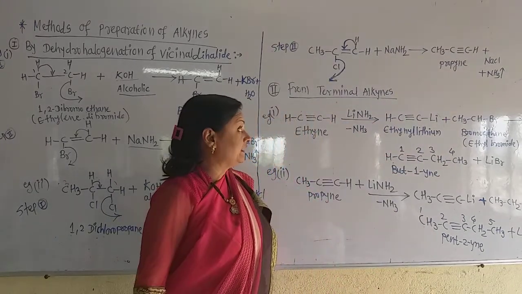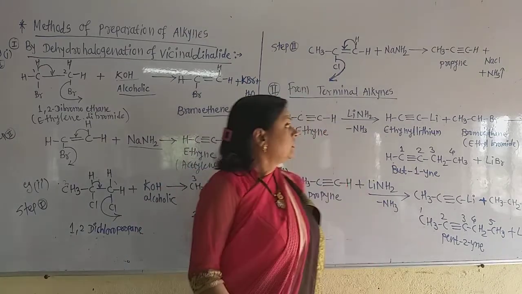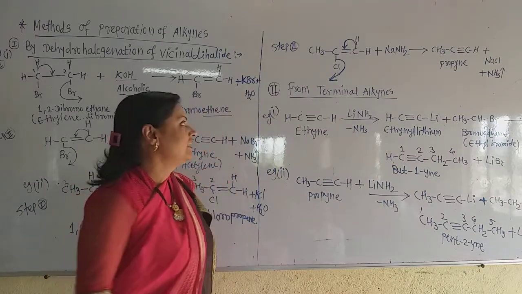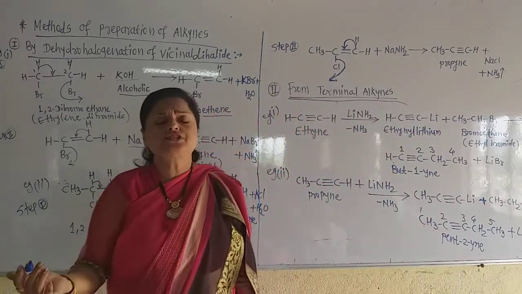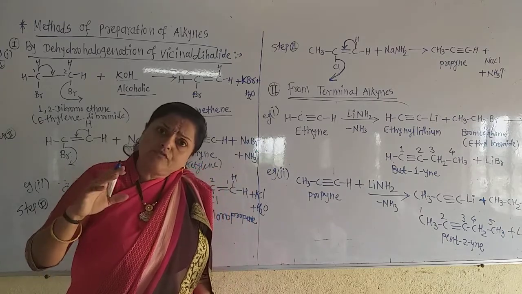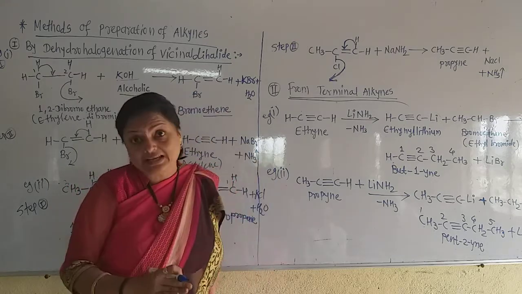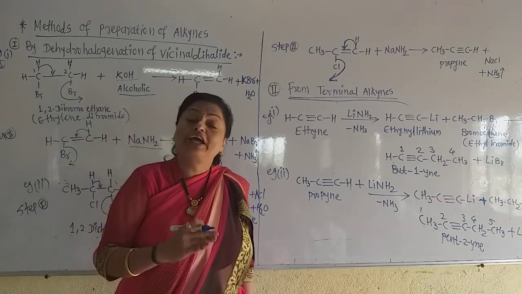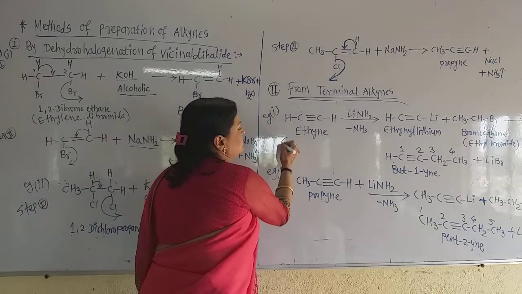Higher alkyne is obtained by taking such 1,2-dichloropropane, a vicinal dihalide. Now the second method for the preparation of higher alkynes is from terminal alkynes. You may think, madam, they are alkynes, and from alkyne we have to manufacture alkyne. Yes, from alkyne, but from lower alkyne we have to synthesize higher alkynes. Now let's see, this is the lower alkyne, acetylene.